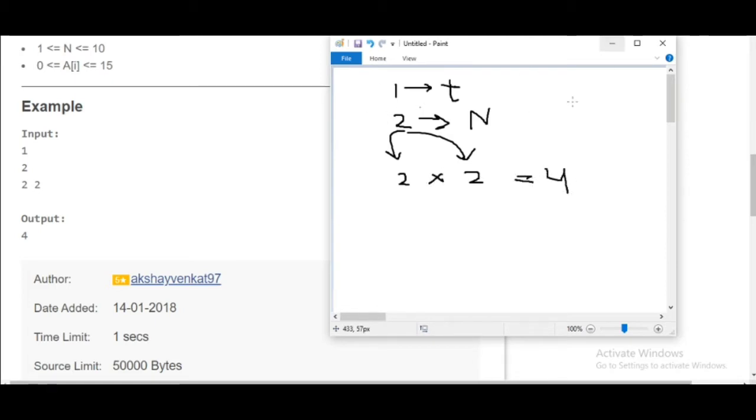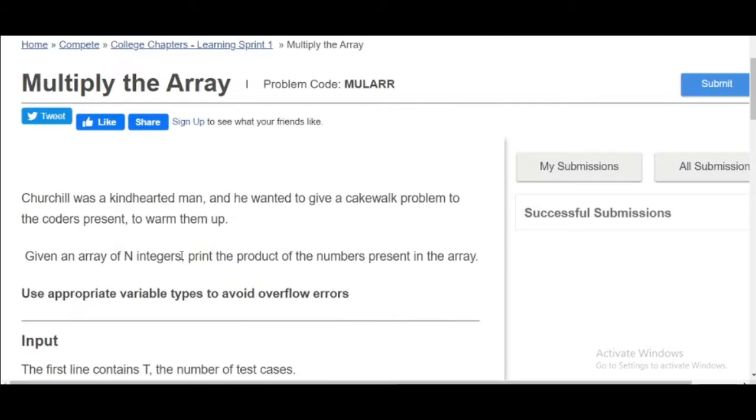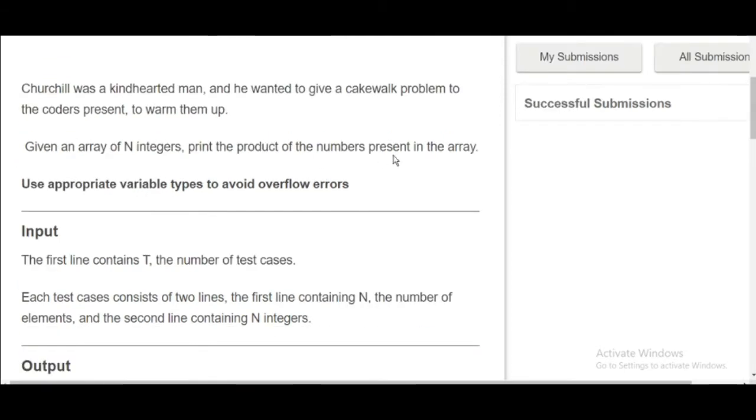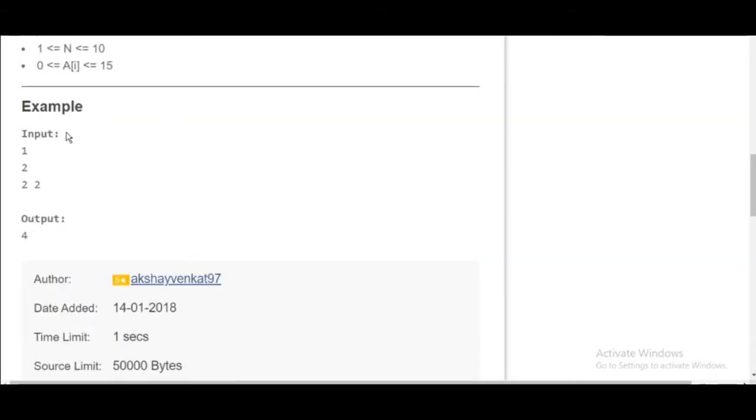Okay, so what they are saying: Chef was a kind-hearted man and he wanted to give a cake problem to the coders present to warm them up. Given an array of integers, print the product of the numbers present in the array. So t is the test case. There is only one test case, and n is the number of elements in the first line. There are two elements, and the product is the output.